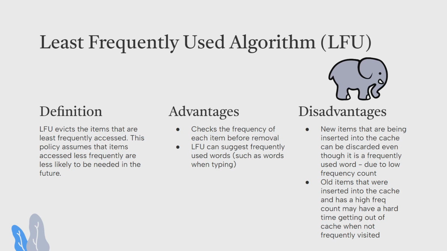So the advantage is that it checks the frequency of each item before removal, and LFU can suggest frequently used words, such as words when typing. The main disadvantage is that old items that were inserted into the cache and have a high frequency count may have a hard time getting out of the cache when not frequently visited, which we'll see in the example.